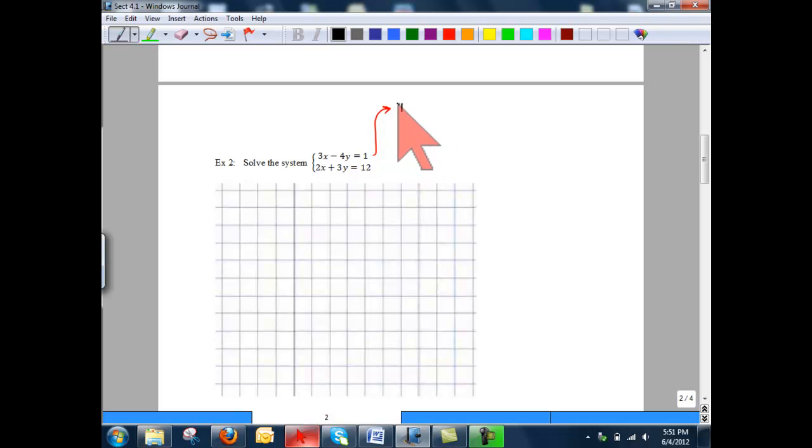First of all, let's find the intercepts of both of these lines. The second equation is the one we were working with before, and so we already know that its intercepts are 6, 0 for the x-intercept and 0, 4 for the y-intercept.